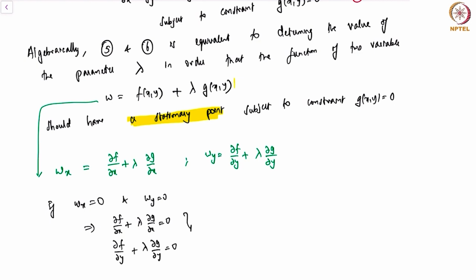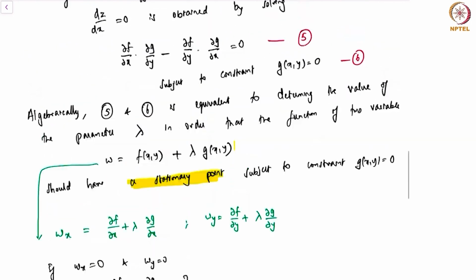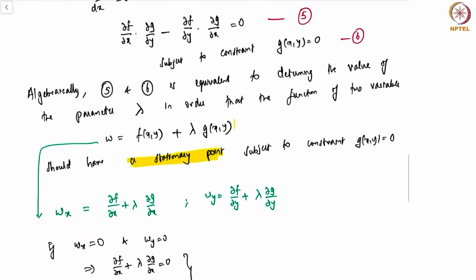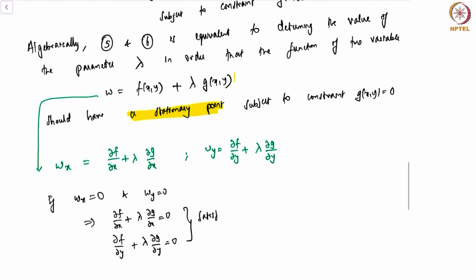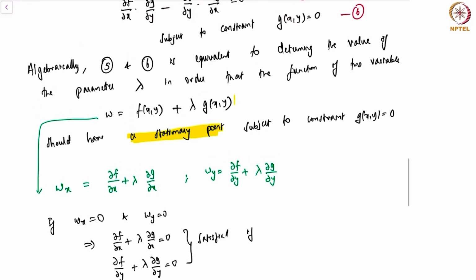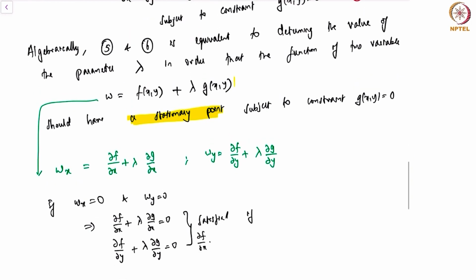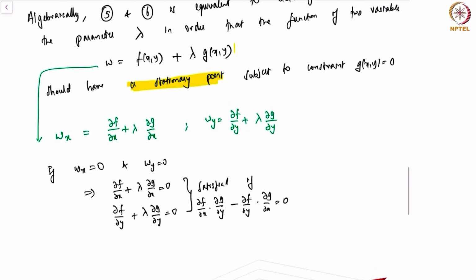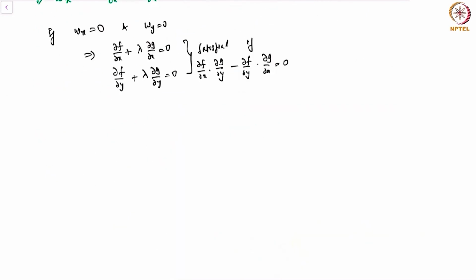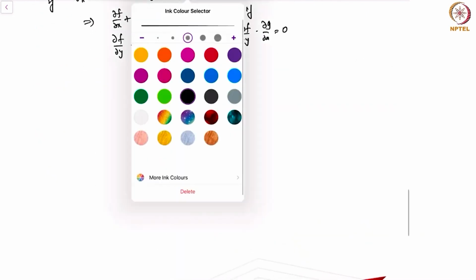Right? These two relations can simultaneously be satisfied for any value of lambda, provided this condition, equation 5, is met. That is, satisfied if del f by del x times del g by del y minus del f by del y times del g by del x is 0. This is what we have. So let me quickly summarize what we have seen so far.